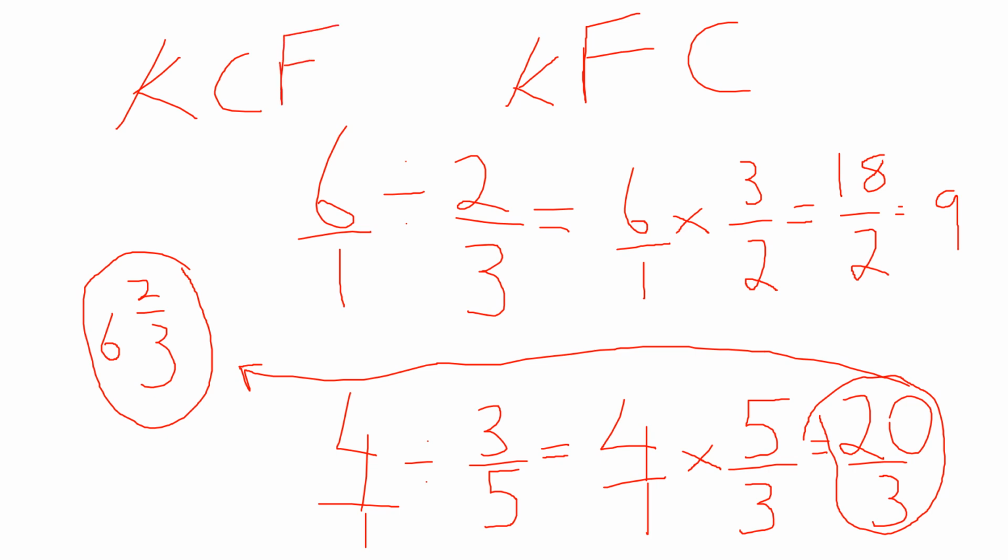So K is for keep, so keep the first fraction or number the same. You flip the second fraction, so you take the reciprocal, or you invert the second fraction or number. And then C is for change, so change the division to a multiplication, and that's how we divide by a fraction.